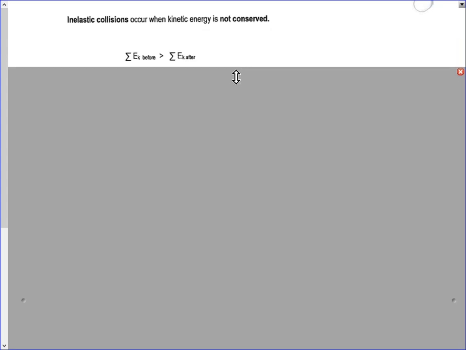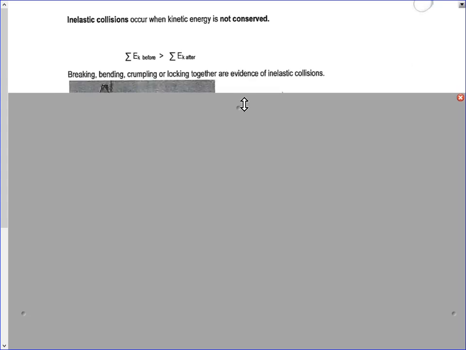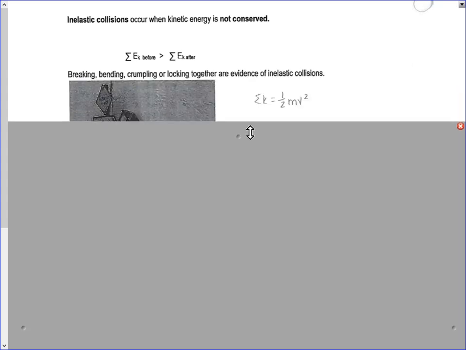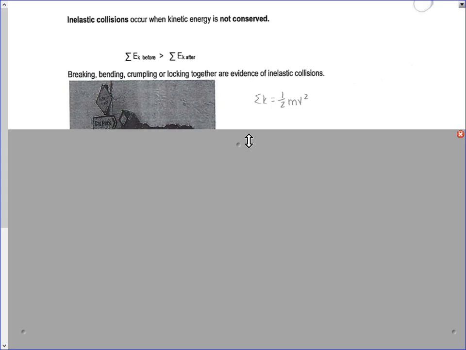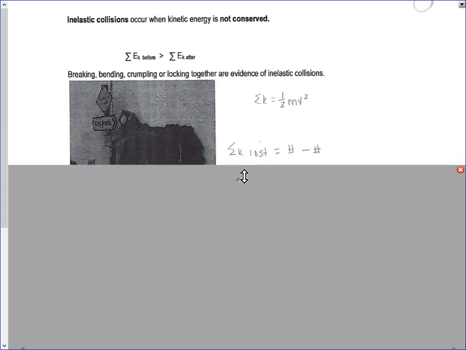Inelastic collisions occur when kinetic energy is not conserved. So the sum of the kinetic energy before is greater than the sum after. Breaking, bending, crumpling, or locking together is going to be evidence of an inelastic collision.